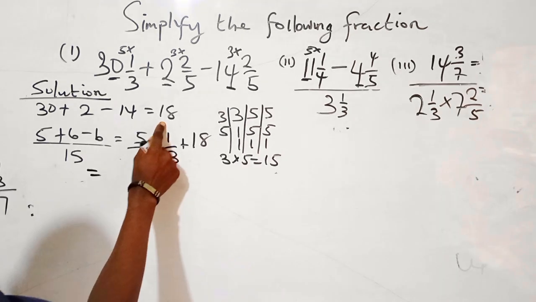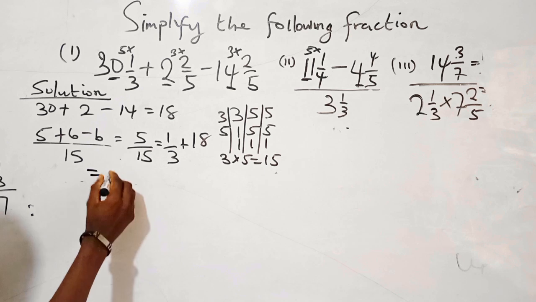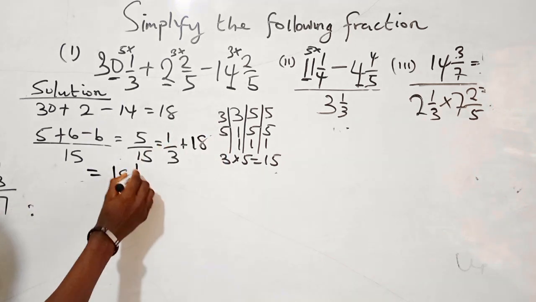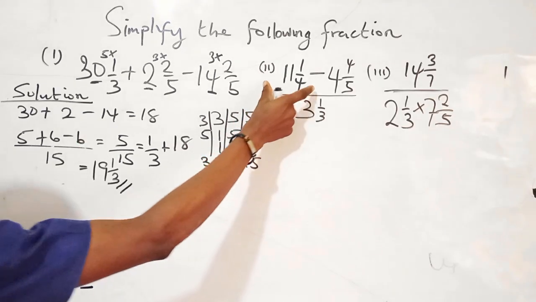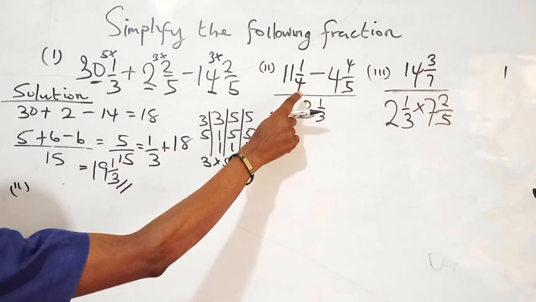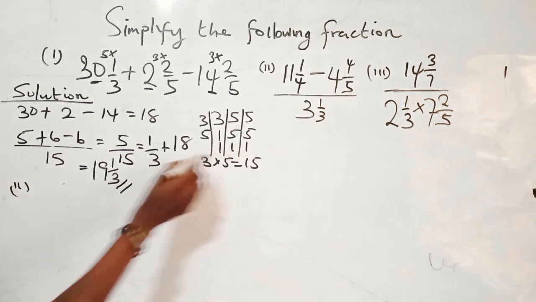We add this whole number to this, so we have 18 whole number 1 over 3. For the second one, I have 11 whole number 1 over 4 minus 4 whole number 4 over 5, divided by 3 whole number 1 over 3.